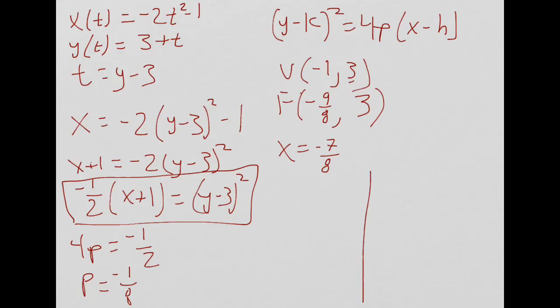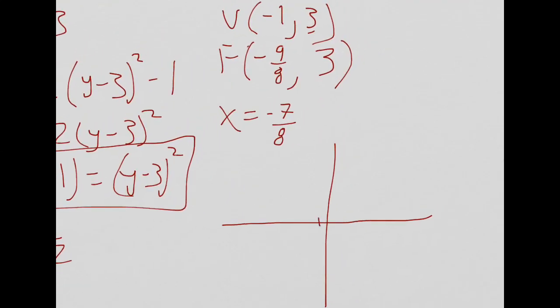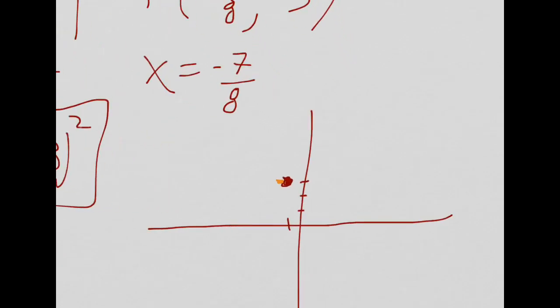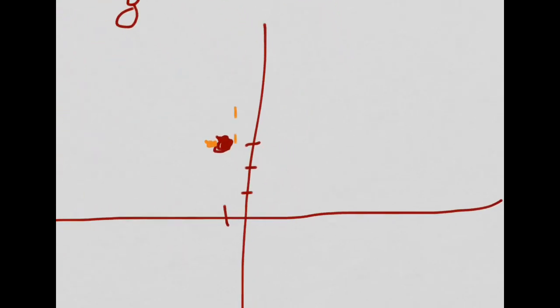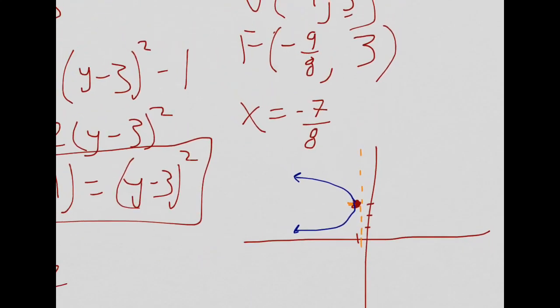Let's graph this. Vertex is at negative 1, 3. So boom, boom, boom. There's my vertex. Focus is a little bit to the left of that, but not very much at all. So I'm going to be right there. My directrix is going to be a little bit to the right of that, but it's going to be hard to draw that in because it's only supposed to be 1/8 away. But there's that, and then I can draw my parabola in, and I think we're all done with that problem.